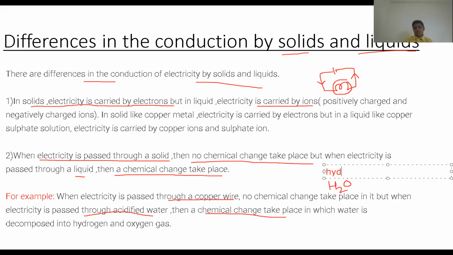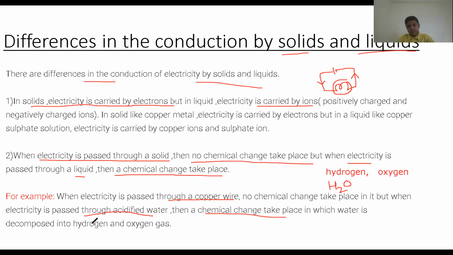And O means oxygen. It is oxygen, not oxide. Carbon dioxide is different. So when the current passes through it, this hydrogen and oxygen get separated from each other. Okay, and a gas is formed of hydrogen and oxygen. This we will study in deep, in detail.